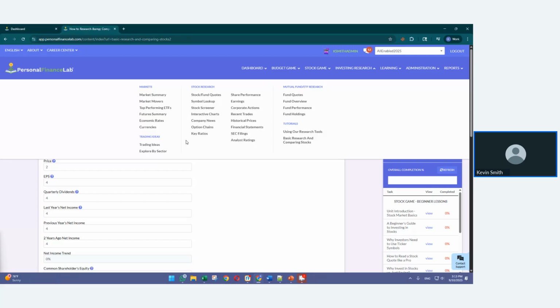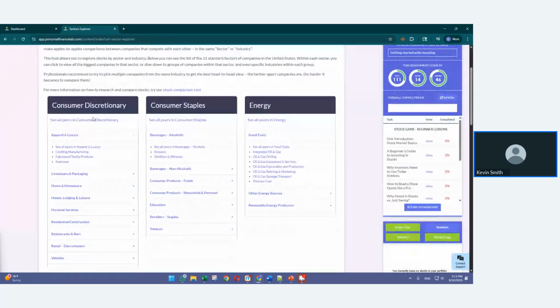No, I can't find it off the top of my head. I'm probably using the wrong place, but we also have the sector explorer. So explore stocks by sector. They can find the other stocks that match the stock that they were looking at originally.